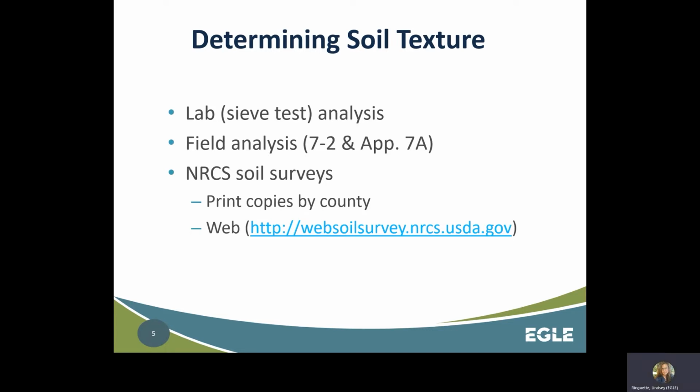There are a few different ways to determine soil texture. First, you can send a soil sample to a lab for a sieve analysis. The sieve analysis will provide the percent clay, silt, and sand, and then you can use the NRCS textural triangle to obtain the exact texture. A soil sample can also be observed through field analysis, as described on page 7-2 and in Appendix 7A of the training manual, determining soil texture in the field.